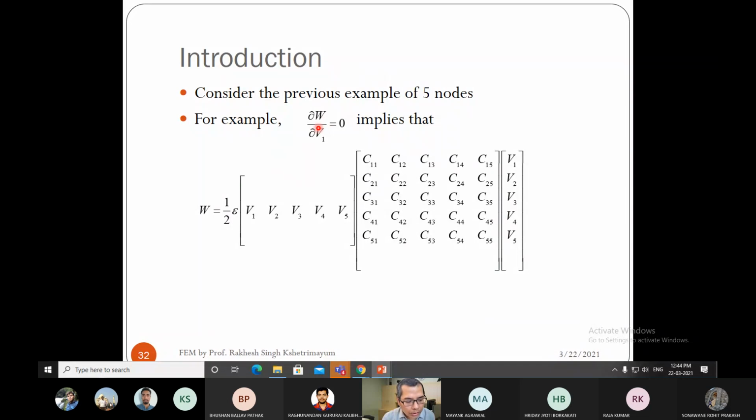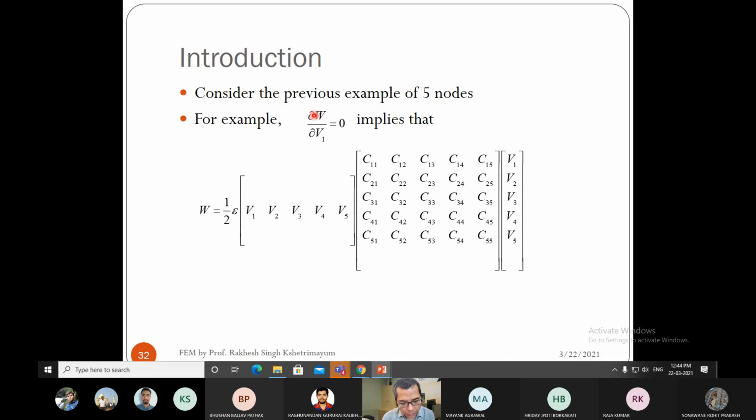Let's say I want to find dW/dV1 equal to 0. W is half epsilon times V1, V2, V3, V4, V5 times the global coefficient matrix times the vector V1 through V5. We have 5 global nodes here, and because of that, we'll have 25 elements in the global coefficient matrix. We have already found this global coefficient matrix. V1, V2, V3, V4, and V5 are the node potentials. So this is the expression for W.